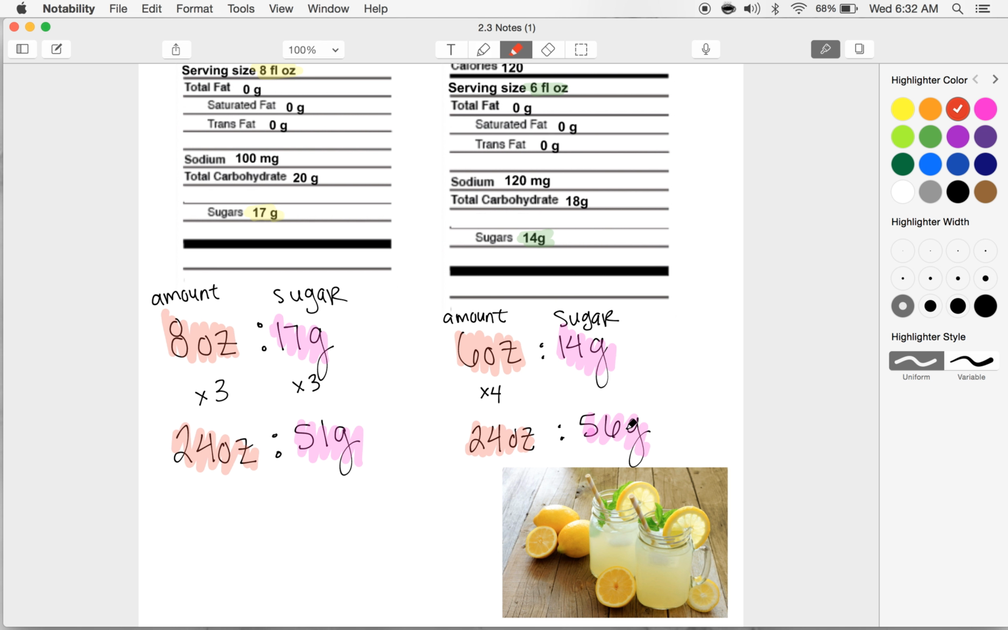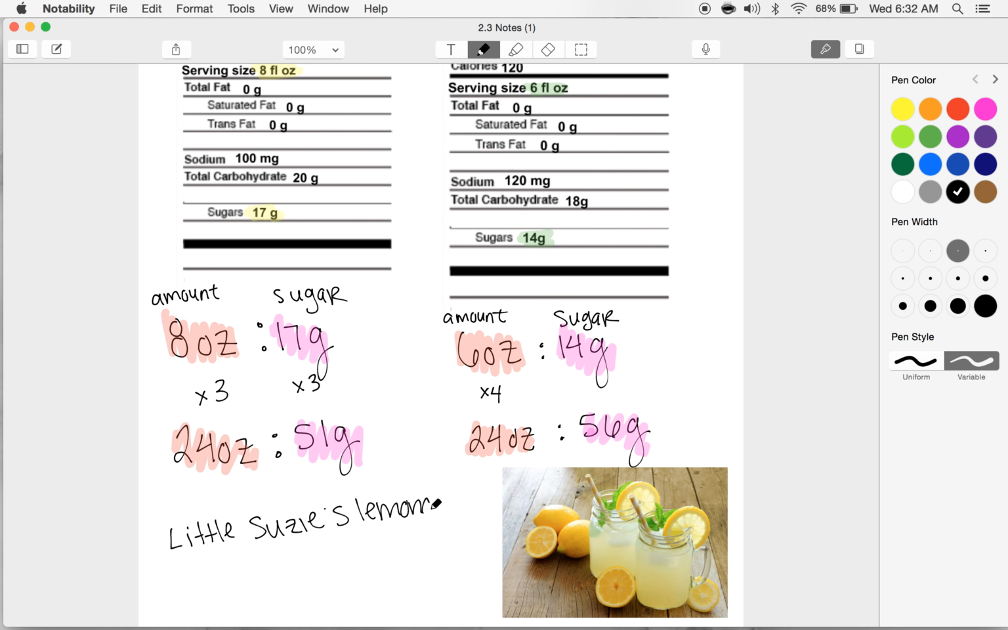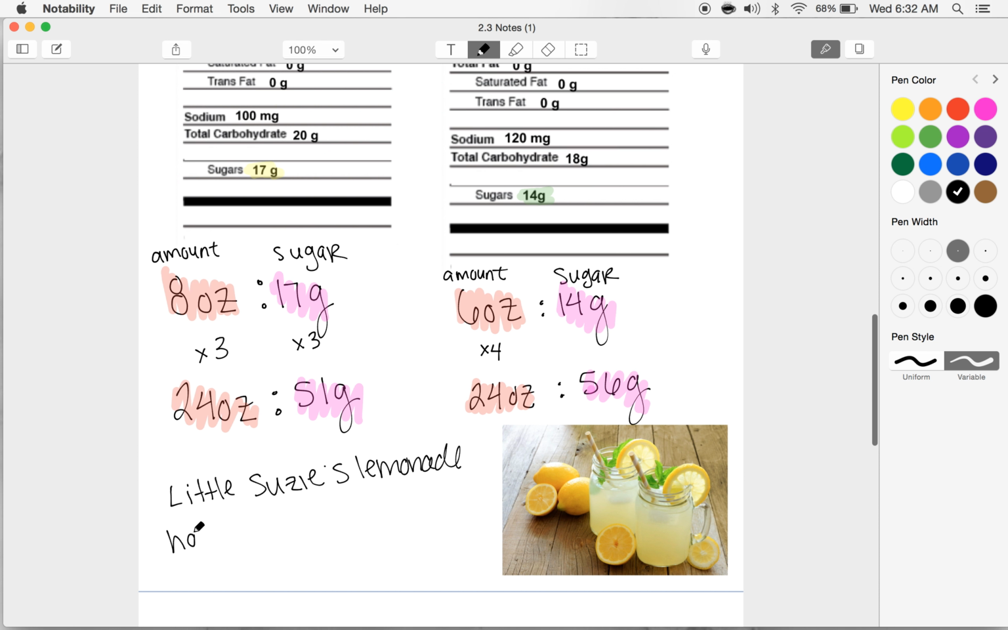It looks like Little Susie's over here has more sugar, so we can say Little Susie's lemonade had more sugar in the same amount, so it is sweeter.